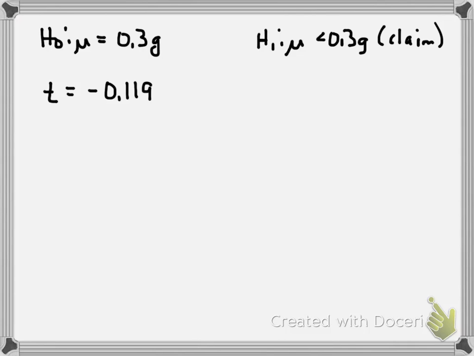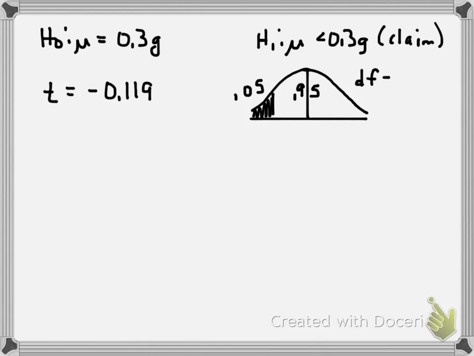And now let's find any critical values. From the less than in the alternative hypothesis, we know that we have a left-tailed test. Alpha is 0.05, so the area in that tail is 0.05, which means that we have 0.95 to the right. The sample size is 16, so the degrees of freedom is 15. In table A-3, you should find the critical value to be negative 1.753.